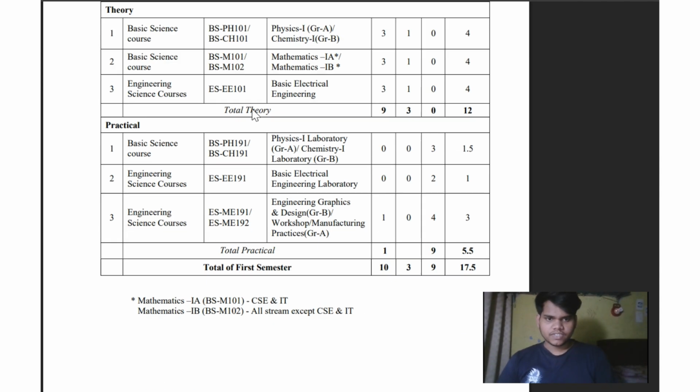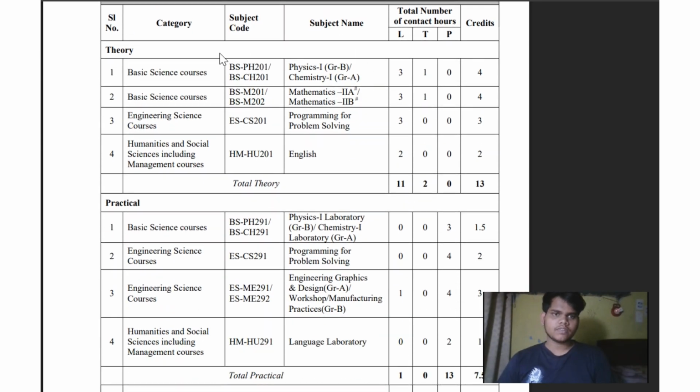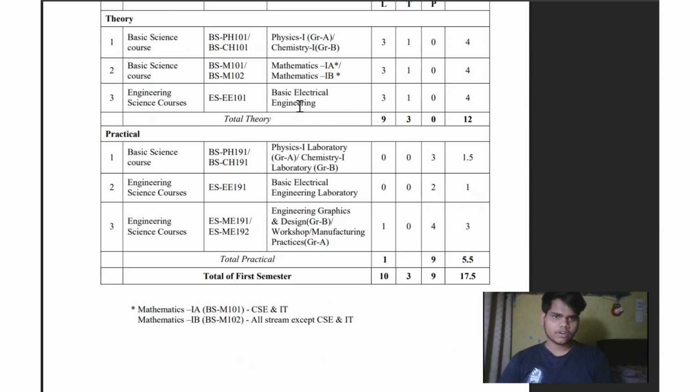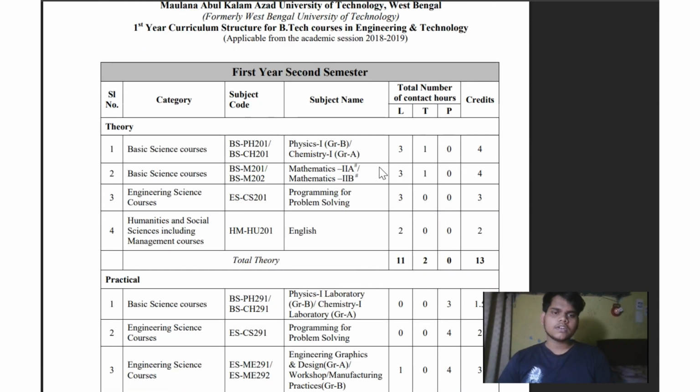But moving forward to the second semester, you will be studying chemistry. First semester the chemistry was for other branches except CSE and IT, but this semester you will be studying chemistry and mathematics 2A, which is about probability and statistics, and then programming for problem solving.